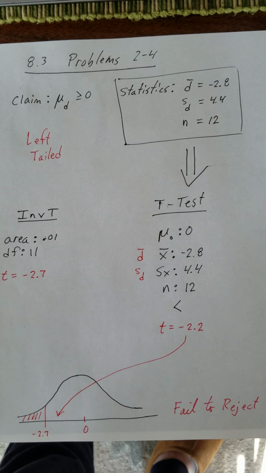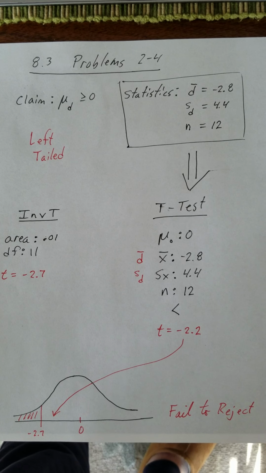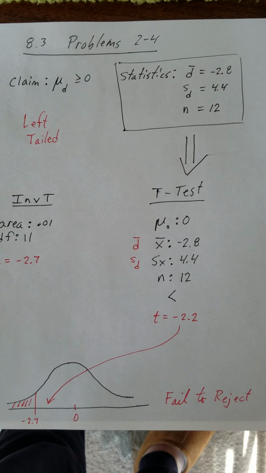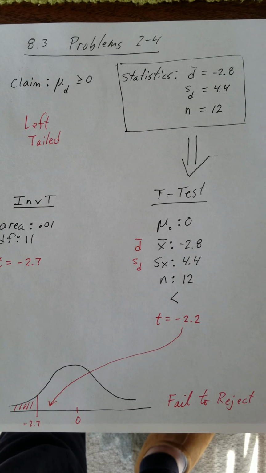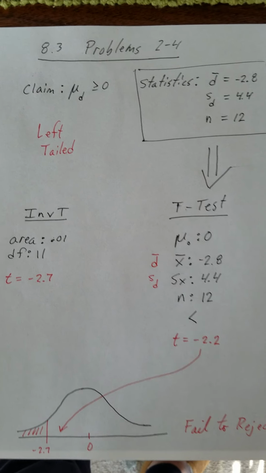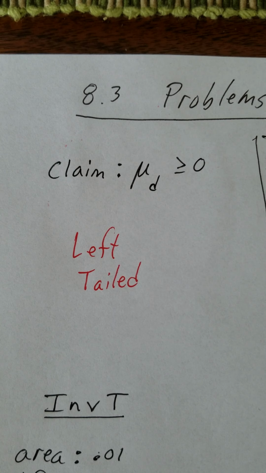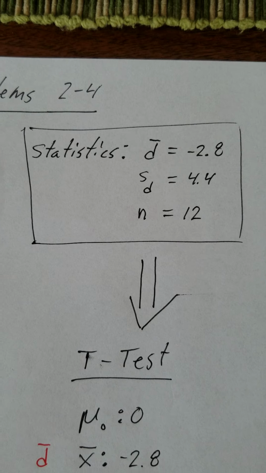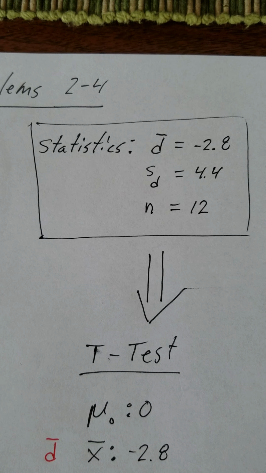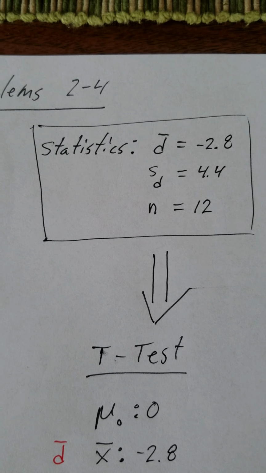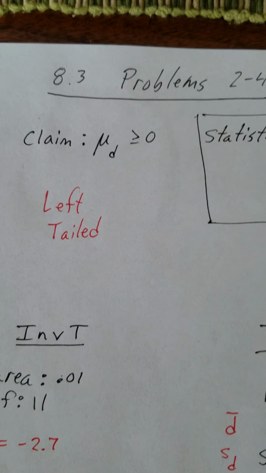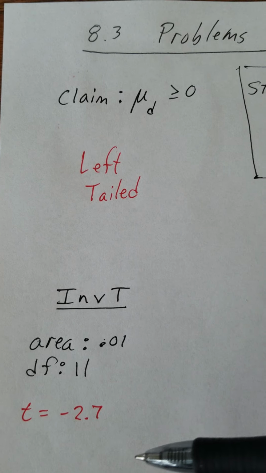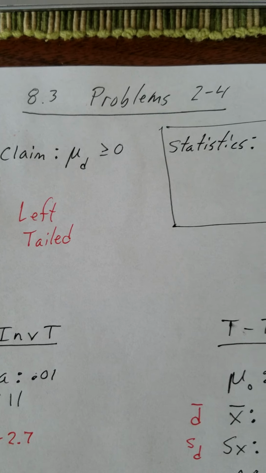Now we're going to leave that example for a little bit because in the problems, you start out with problems 2 through 4, and they don't give you any data sets. What they give you is a claim, and then some statistics, and they also give you alpha. So I should have put that in, that they're also giving you alpha. That'll come into play down here.